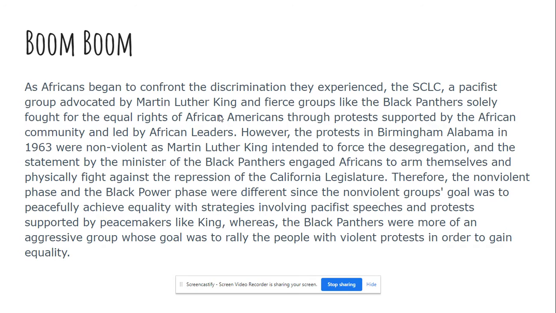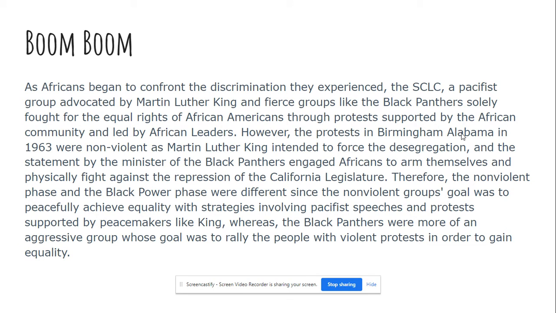However, the protests in Birmingham, Alabama in 1963 were nonviolent, as Martin Luther King intended to force the desegregation, and the statement by the minister of the Black Panthers encouraged Africans to arm themselves and physically fight against the repression of the California legislature. So, big differences. This first phase, led by Martin Luther King, this integrationist phase, is trying to use nonviolent methods, while the second phase, this Black Power phase, is actually promoting physical violence.